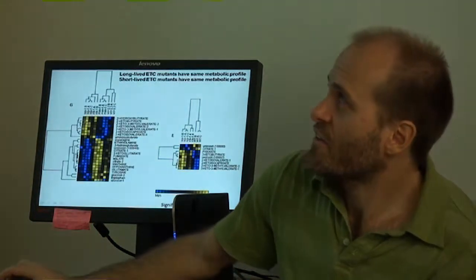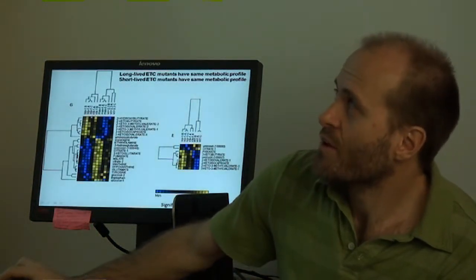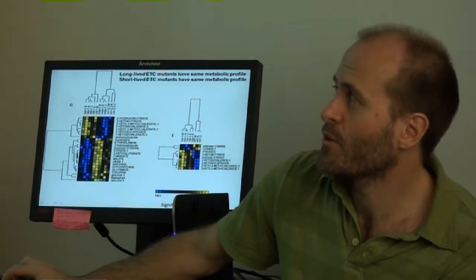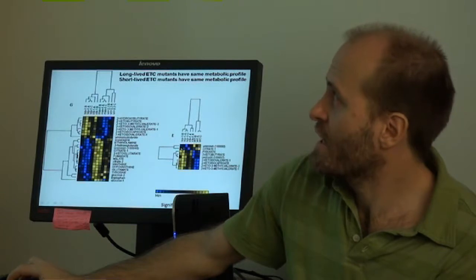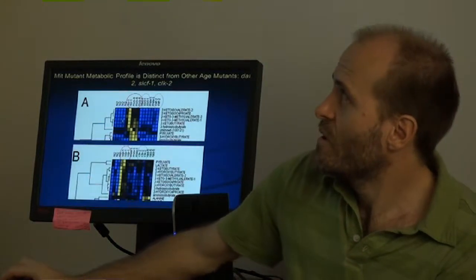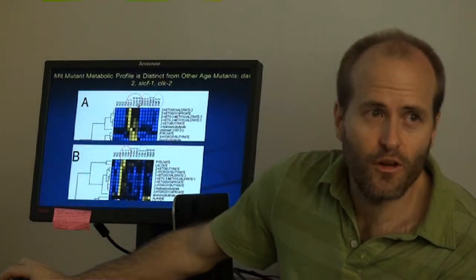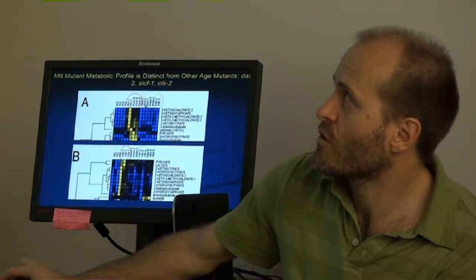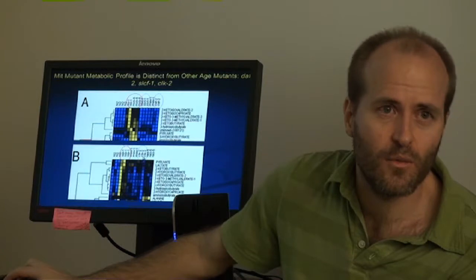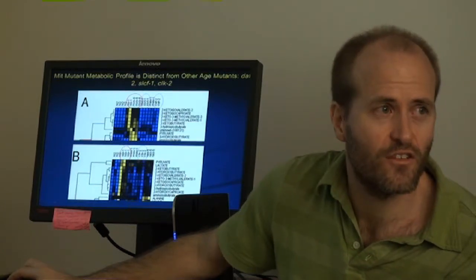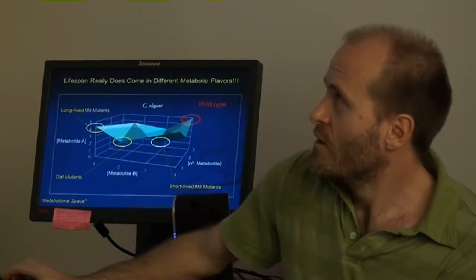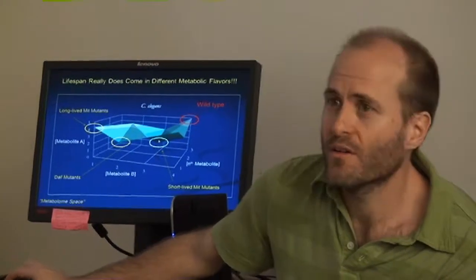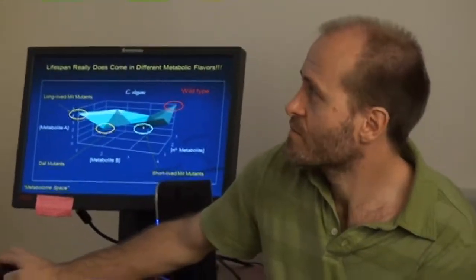Okay, so here's the data. ISP1, PLOC1, same metabolic profile. VAV1, UCI2.3, same metabolic profile, short body. Different again, as you'd expect. UO6, the third module, same metabolic profile. Different again from long-lived DAF2, long-lived SCLF1, long-lived CLOC2. Different classes of long-lived mutants. So it really does seem that these mutants come with their own metabolic flavor.